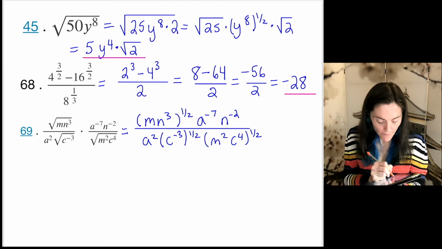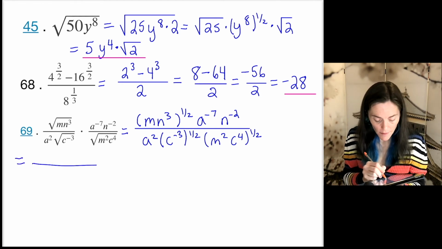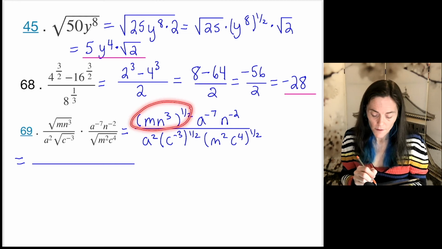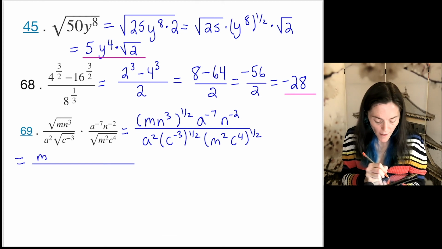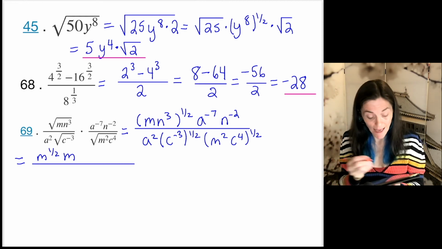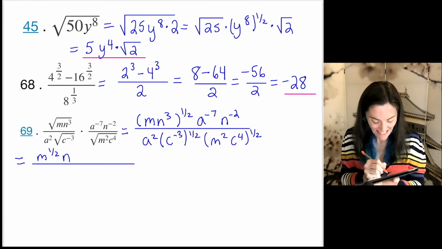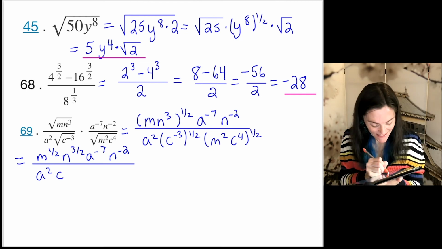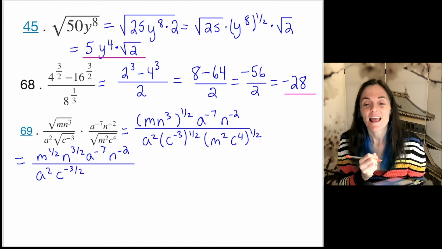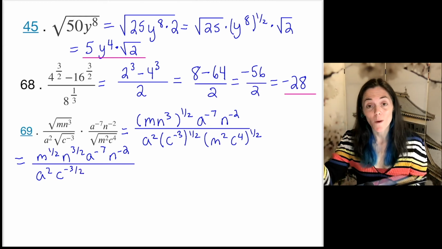But here's where I'm going to make my first step of writing everything as a power. So here I have m to the 1/2. I have n cubed to the 1/2 is n to the 3/2. Then I have a to the minus 7, n to the minus 2. We have a squared. We have c to the minus 3/2. Then we have m squared to the 1/2.